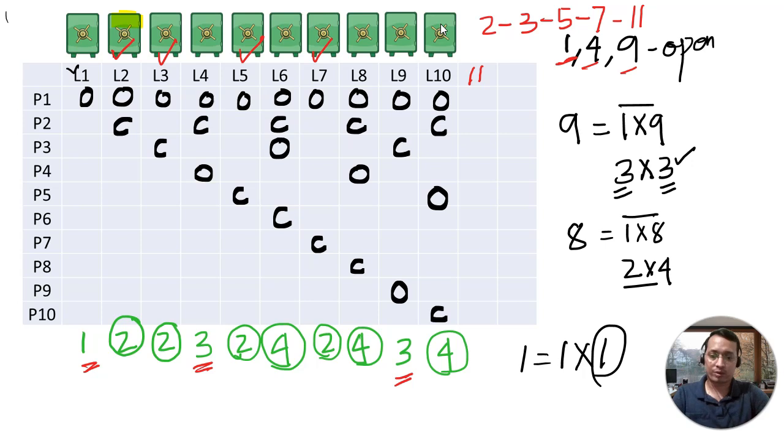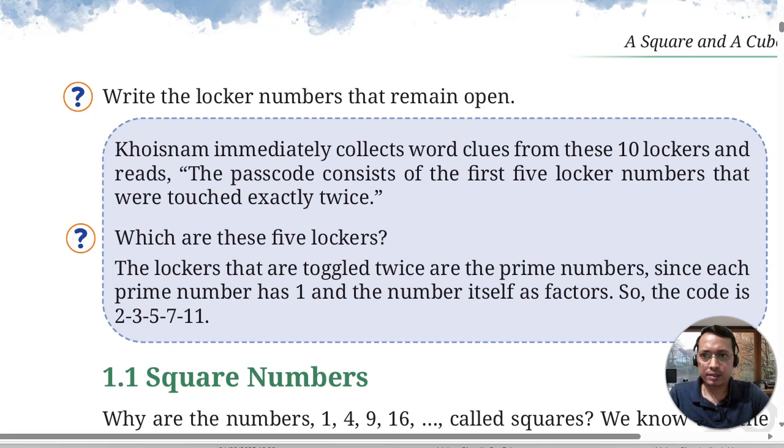Okay, let's look at the book. Maybe you will be confused now, so let's look at the book so that you can relate it. Here you can clearly see that he immediately collects the code from these first 10 lockers, right? What was the code? The code says that the passcode consists of the first 5 locker numbers that were touched exactly twice. That is what it says, right?